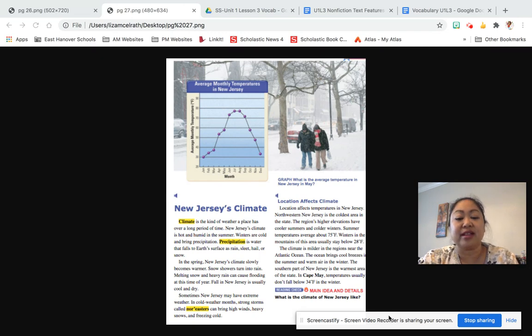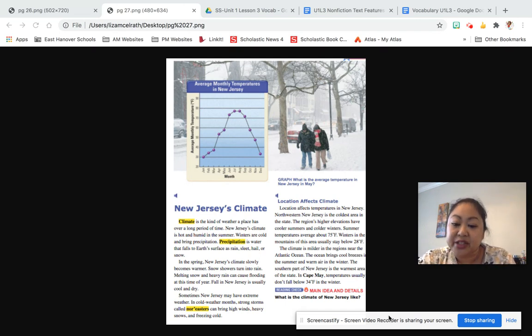Location affects climate. So location affects temperatures in New Jersey. Northwestern New Jersey is the coldest area in the state. The region's higher elevations have cooler summers and colder winters. Summer temperatures average about 75 degrees Fahrenheit. Winters in the mountains of this area stay below 28 degrees Fahrenheit.